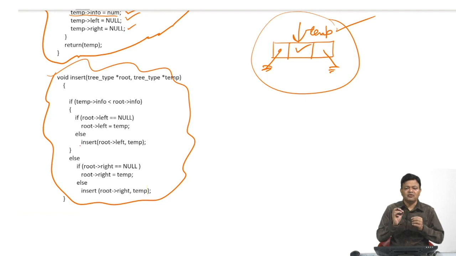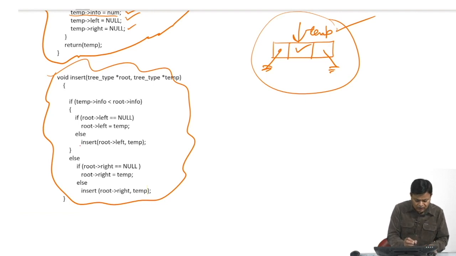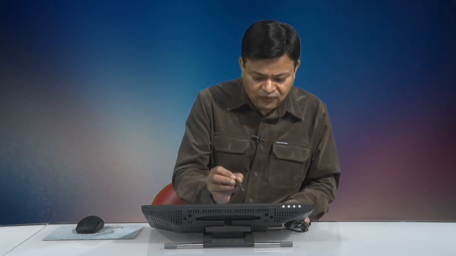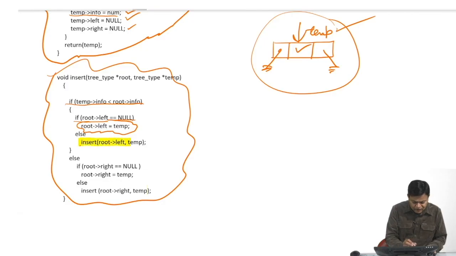If temp info is smaller than root info, then we check if root left is equal to null. It means we have found a place for it, so we attach the node to root left. This is the terminating condition and we come out. But if my number is smaller than root arrow info, but root arrow left is not equal to null, then I will make a recursive call.